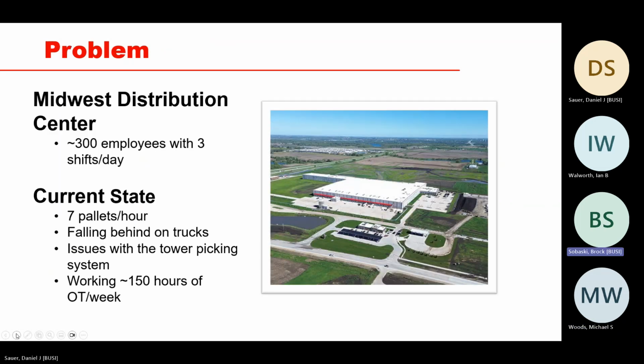So the problem that we were presented with was a Midwest distribution center that had approximately 300 employees with 3 shifts per day. And in the current state, they were producing 7 pallets per hour, also falling behind on trucks, and had issues with the tower picking system and were working approximately 150 hours of overtime per week.